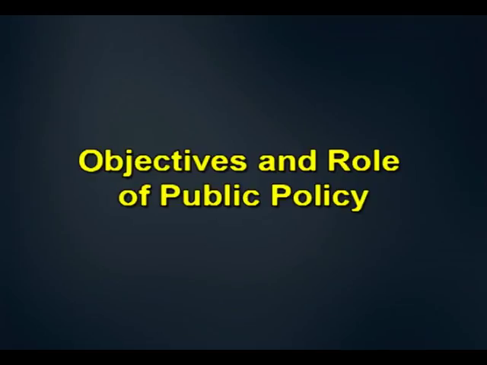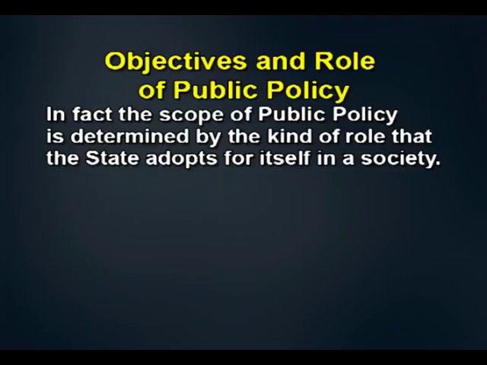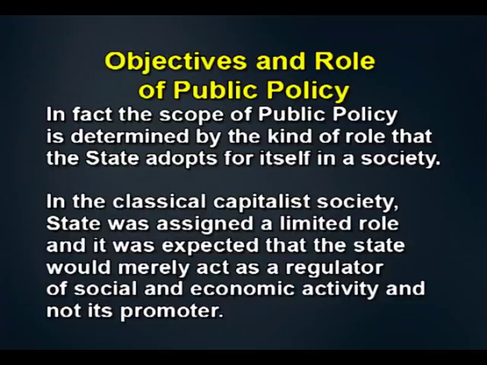Next, coming to the objectives and role of public policy. In fact, the scope of public policy is determined by the kind of role that the state adopts for itself in our society. In the classical capitalist society, the state was assigned a limited role and it was expected that the state would merely act as a regulator of social and economic activity and not its promoter.